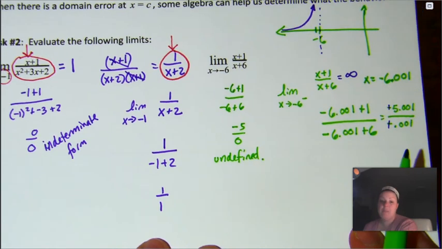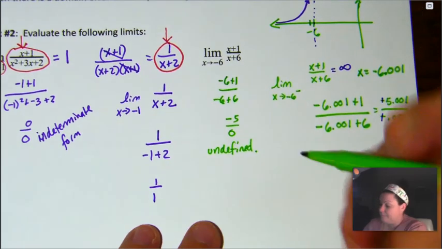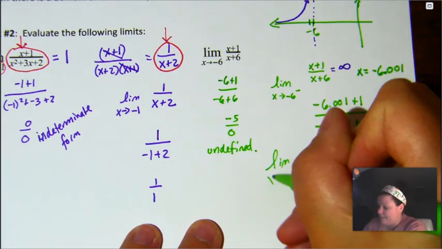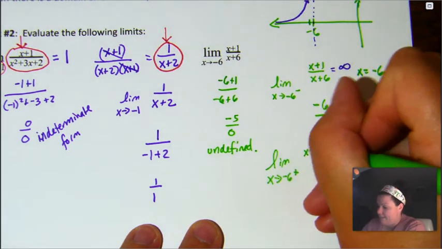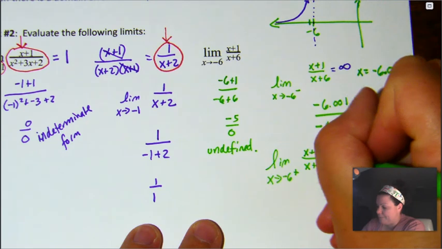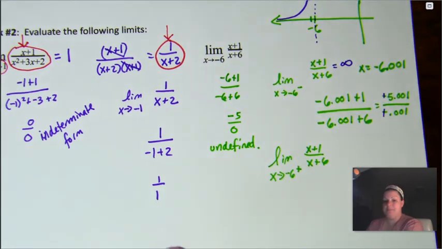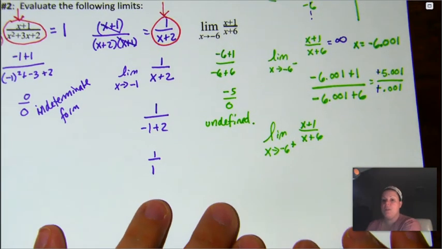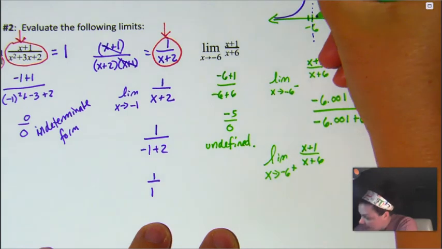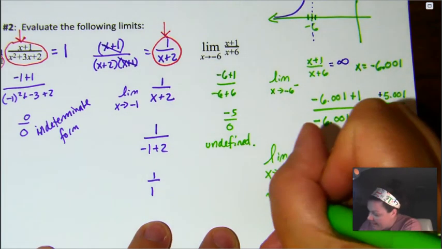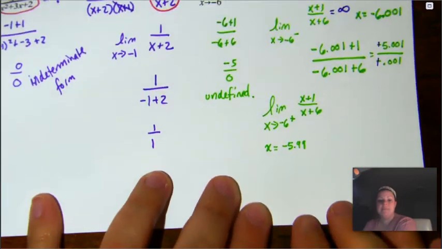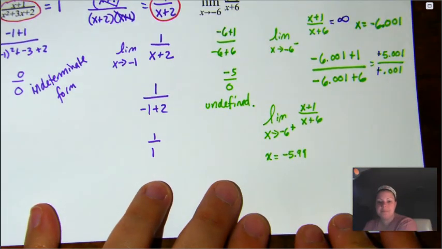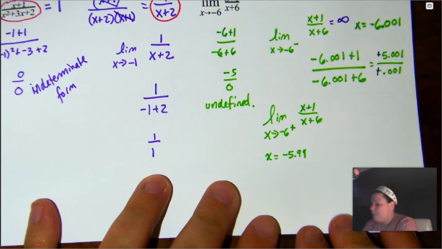So now we have to figure out what's happening on the right-hand side. The limit as x approaches -6 from the right-hand side of x plus 1 over x plus 6. And we're going to do the same thing. We're going to pick a value really, really close to -6, but not quite there. So I'm going to say let x be equal to -5.99 for an example. And what would that look like?